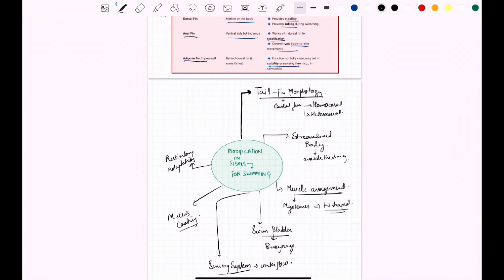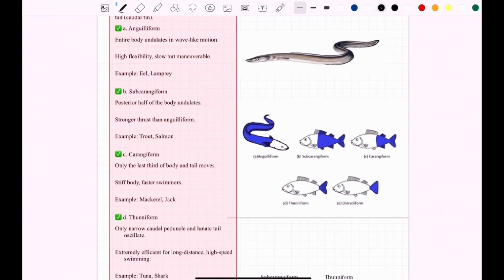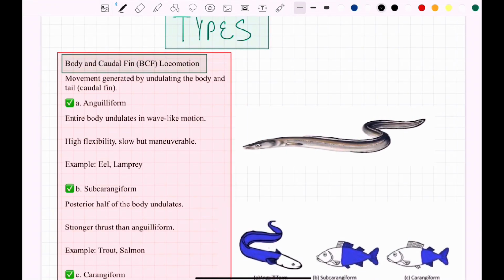So these are different modifications in the fish's fin system in order to swim. Then there are different types of locomotion. First one is the anguilliform motion. You see there are these undulating motions. It includes the body undulations in a wave-like motion. It's called the anguilliform motion.